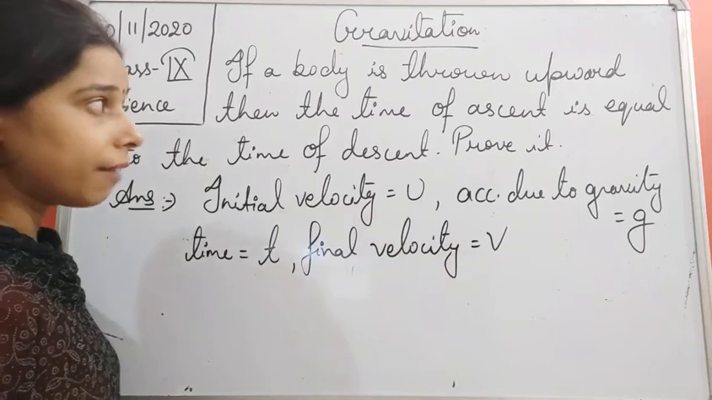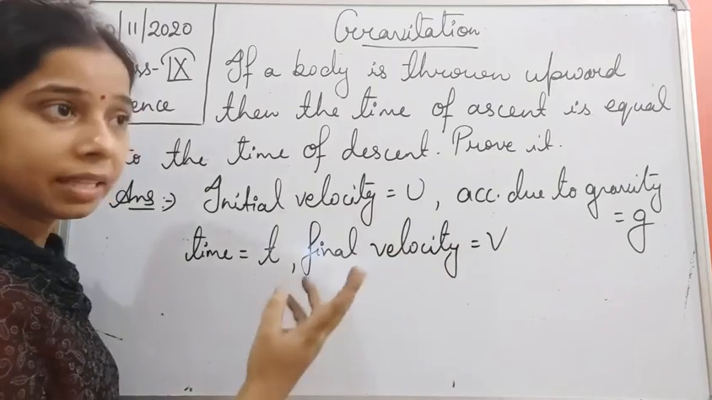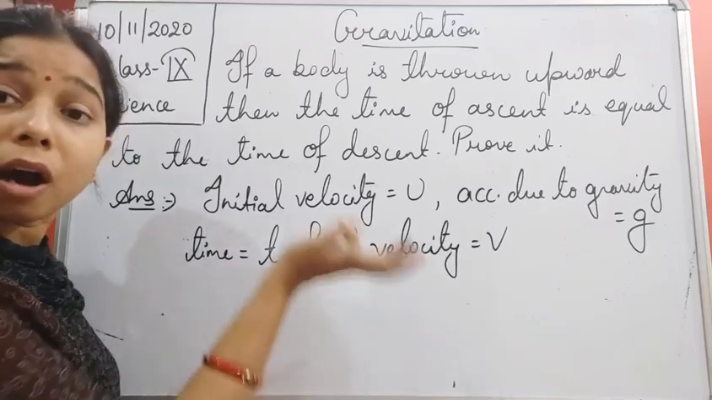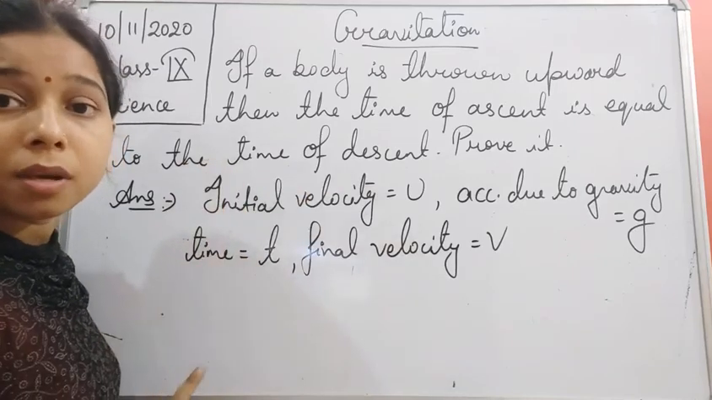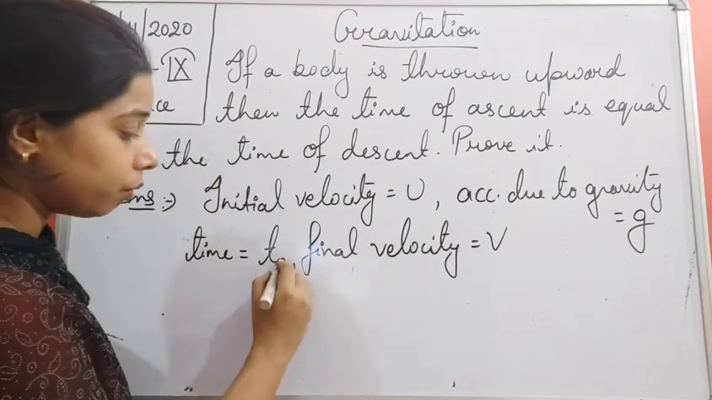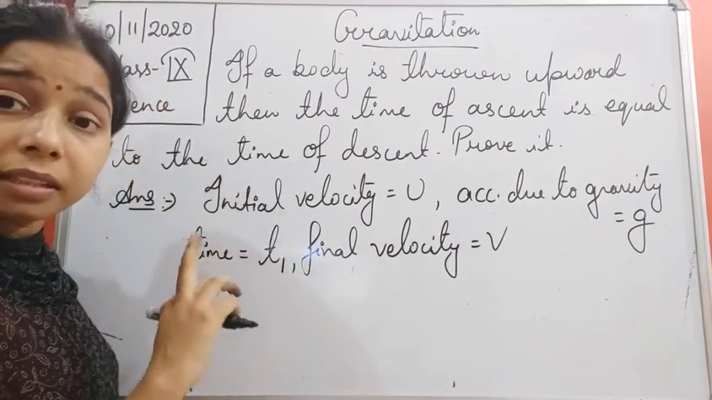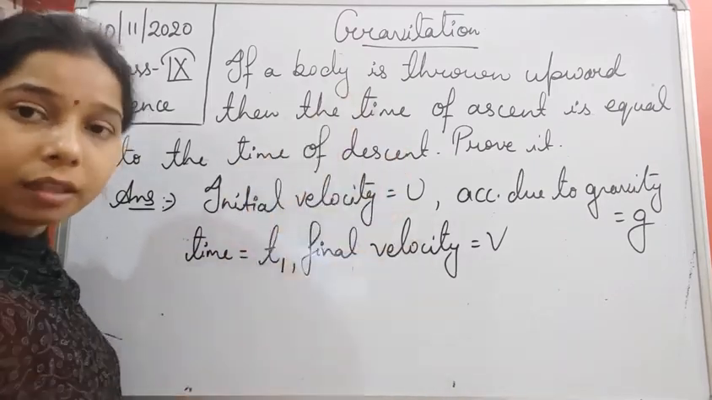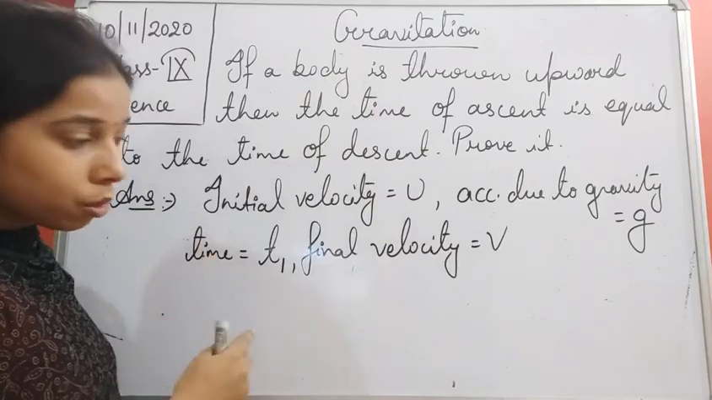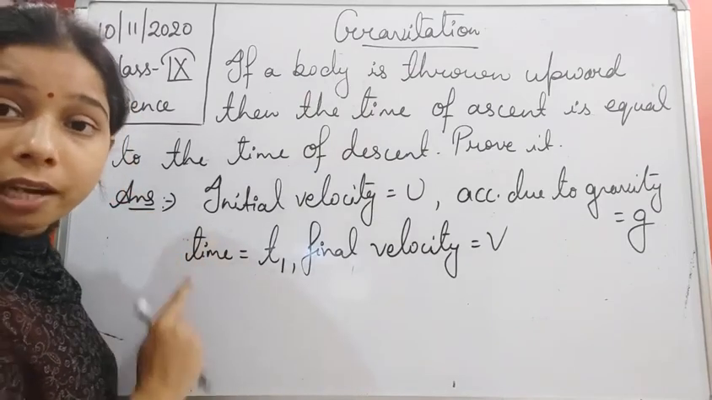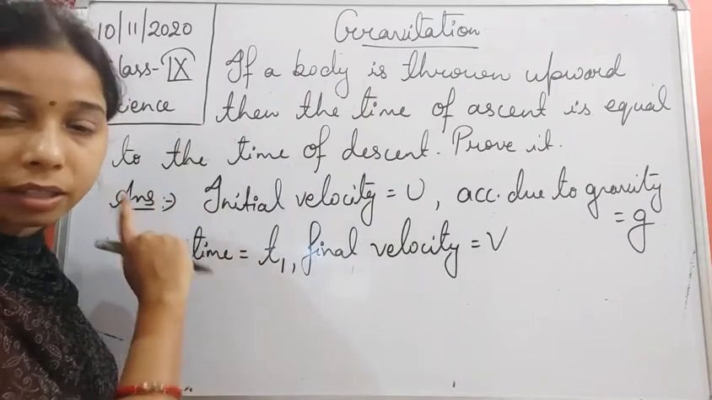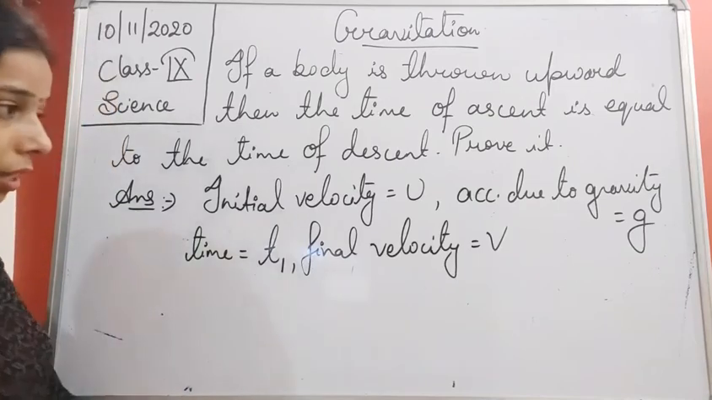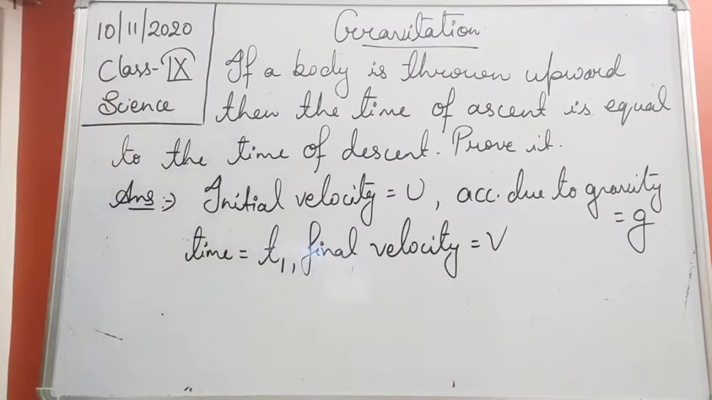And what we have to find? We have to prove that the time of ascent is equal to the time of descent. So if we are throwing the ball in the upward direction, the time it takes should be t1, because we have to see the time of ascent and the time of descent. It means when it goes in the upward direction and then when it comes backward. When it goes upward, the time taken to reach the maximum height, we will take as t1 here. So while taking all these things, students, now we can solve it.